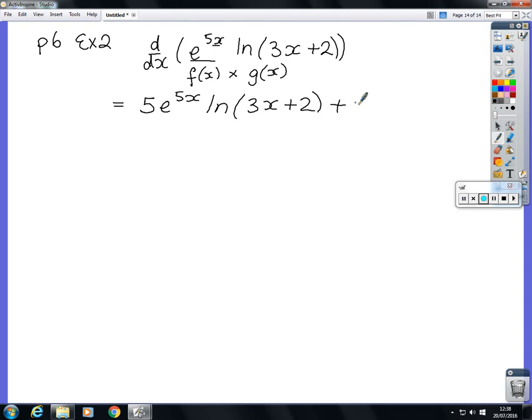Add f of x written down by itself, multiplied by the derivative of the second function, log 3x plus 2. The derivative of log is 1 over, this is 1 over 3x plus 2, but remember to apply the chain rule and multiply by 3, as it's the derivative of the bracket.